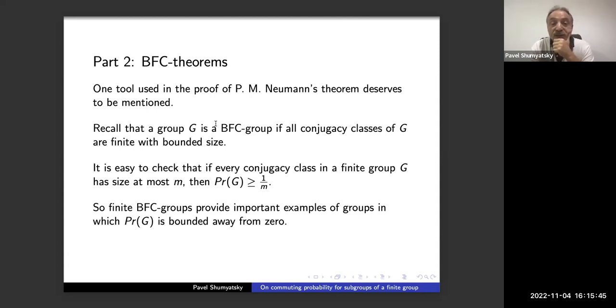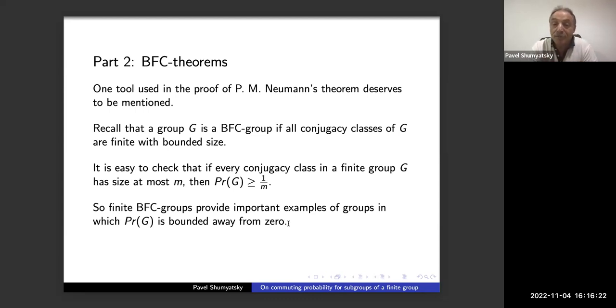I'd just like to recall that a group G is called a BFC group if all conjugacy classes of G are finite and have bounded size. And it's easy to check that if every conjugacy class in the finite group G has size at most M, then the commuting probability of G is at least 1 over M. Of course, if all centralizers are big, then there is good probability that once you choose two random elements, they centralize each other. And so finite BFC groups provide important examples of groups in which the commuting probability is bounded away from 0.